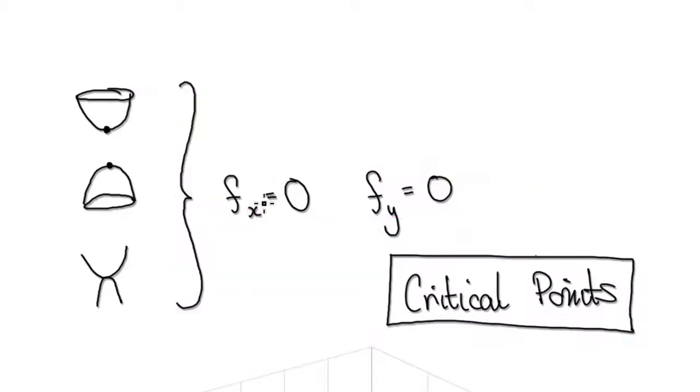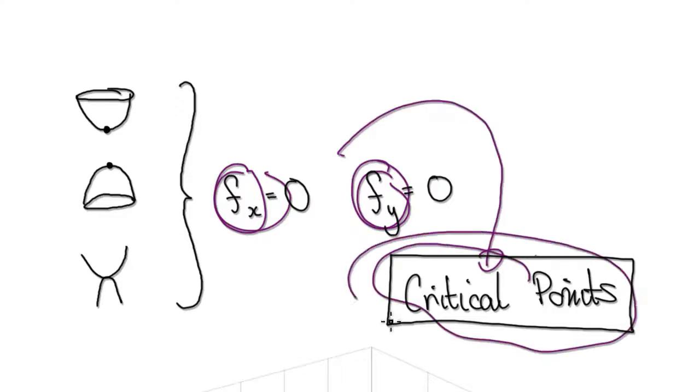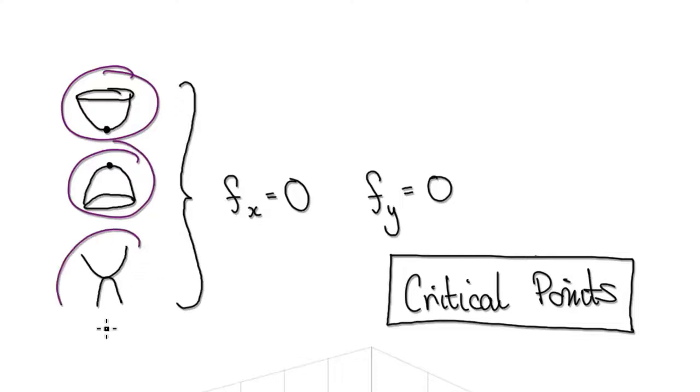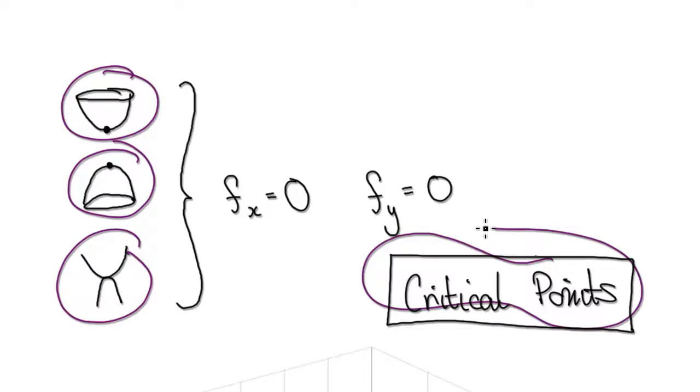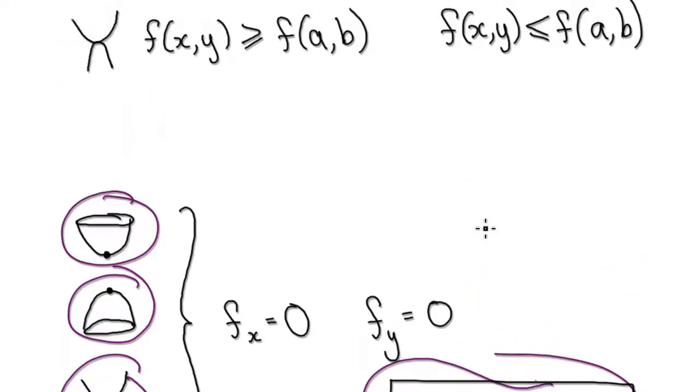And by the way, if any one of these two partial derivatives of f is undefined, it could be both as well, then it's also a critical point. So in your mind, a critical point is where something fishy is going on and you don't know what's going on. You need to do further investigation in order to identify if it's a local min, a local max, or a saddle. So remember, a critical point is a point where it's fishy, and you need to do some further investigations.